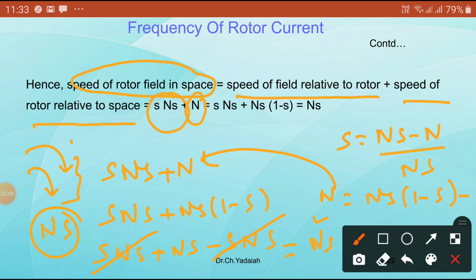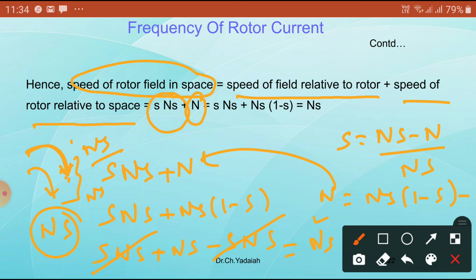Okay. Simple. So, induction motor. Have you got it? The synchronous speed in space, with respect to the space, is Ns. We have already seen it is rotating at synchronous speed in the air gap, that is Ns. The field which is developed in the rotor conductors, with respect to the space, is also at synchronous speed.